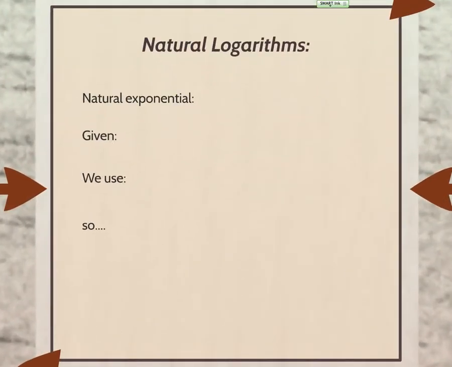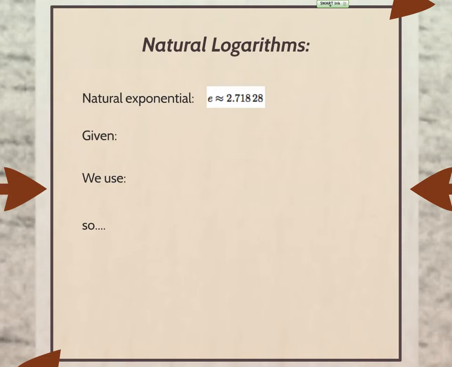So, natural logarithms. To talk about natural logs, we have to think back about the natural exponential that we talked about last chapter. Does anyone remember what the natural exponential is? E. Exactly right. So, e is about 2.718 and so on and so on.